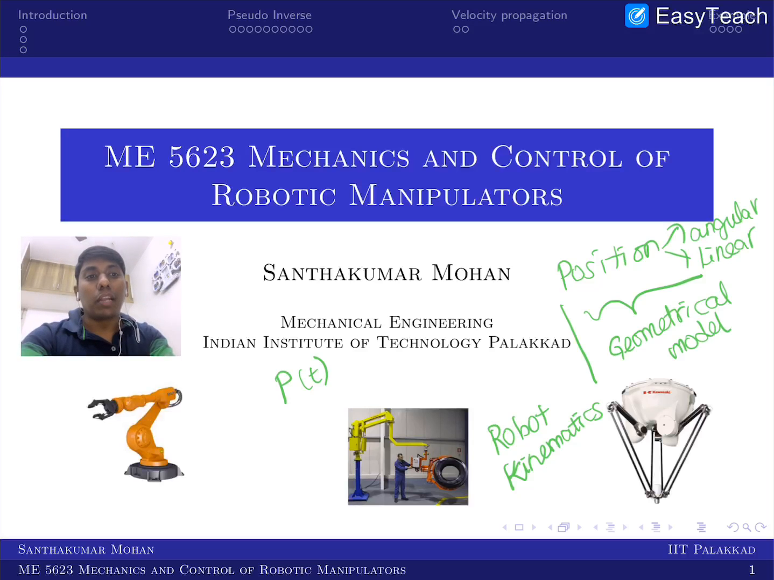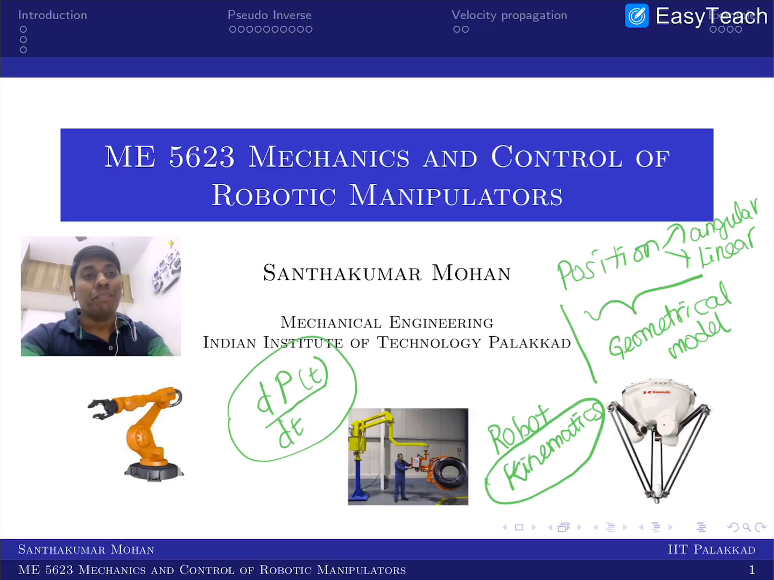Even though the t is not written here, we can assume that the position is with respect to time, and I am differentiating that with respect to time. So we are still doing the kinematic model, but we are doing a differential, in the sense that we are differentiating this. So this lecture would be talking about differential kinematics, which I also call velocity kinematics. So differential or velocity kinematics is what we are going to see.